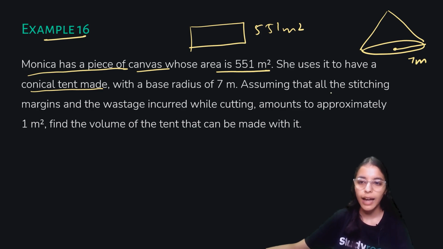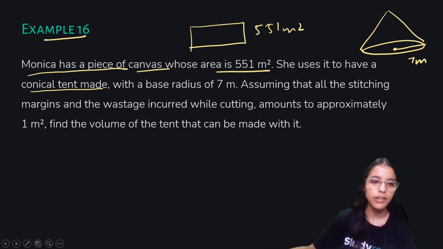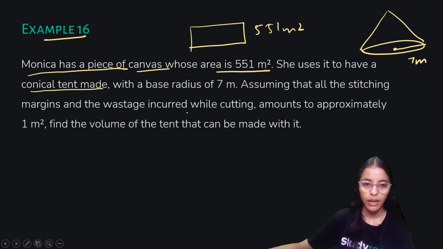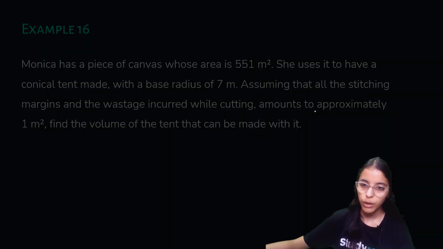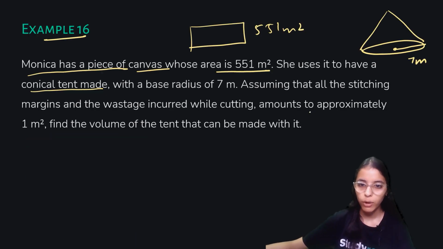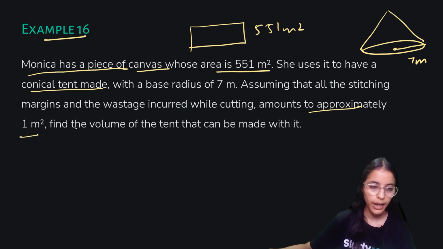Now assuming that all the stitches and wastage incurred while cutting amounts to approximately 1 meter square, we have to find the volume of the tent that can be made with it. Now, let us first write down what is given.